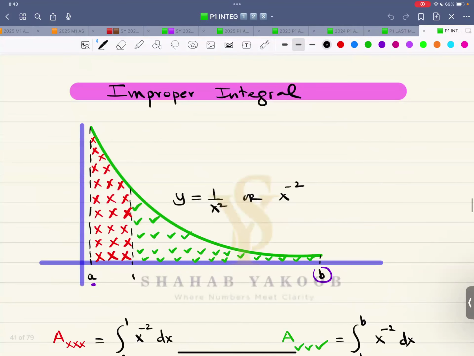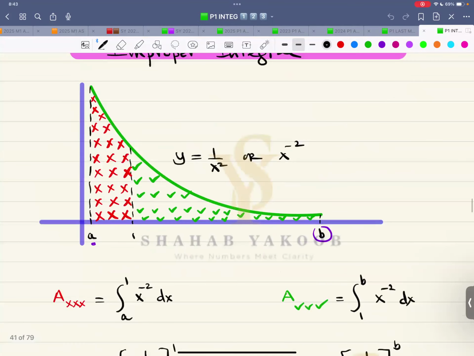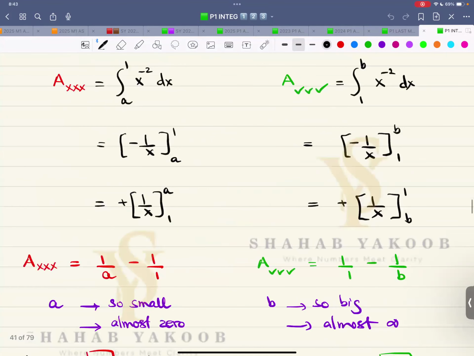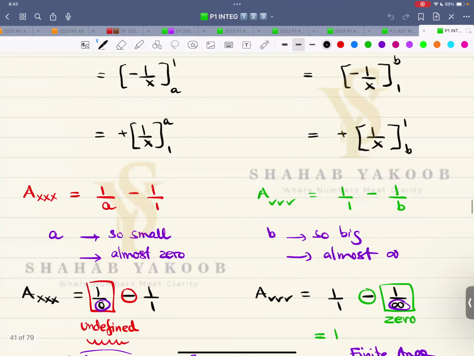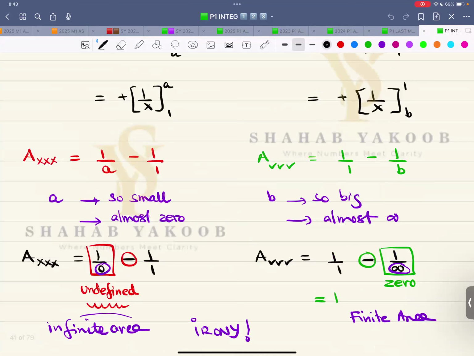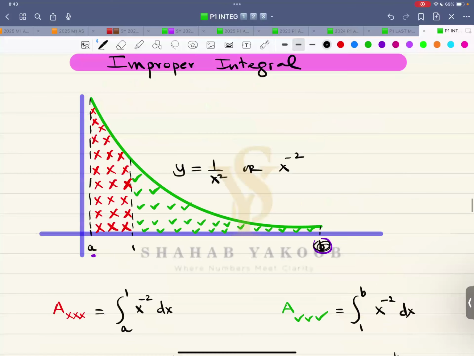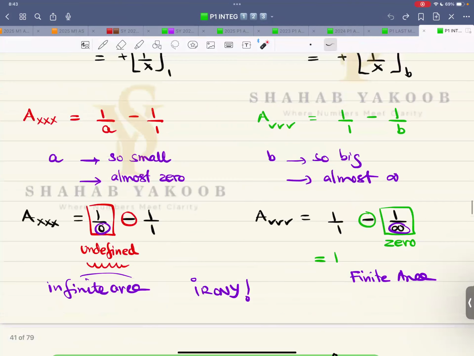Improper integral, where infinity is involved. So if I integrate this function between 1 in A and 1 in B, if A becomes very, very small, almost zero, the area is undefined. If B becomes very, very big, almost infinity, so B is over here, that's almost infinity. So what will happen? 1 over infinity will become 0. 1 over 0 will become undefined. So the irony is A was 0, but the area is undefined. And B was infinity, but the area is finite.